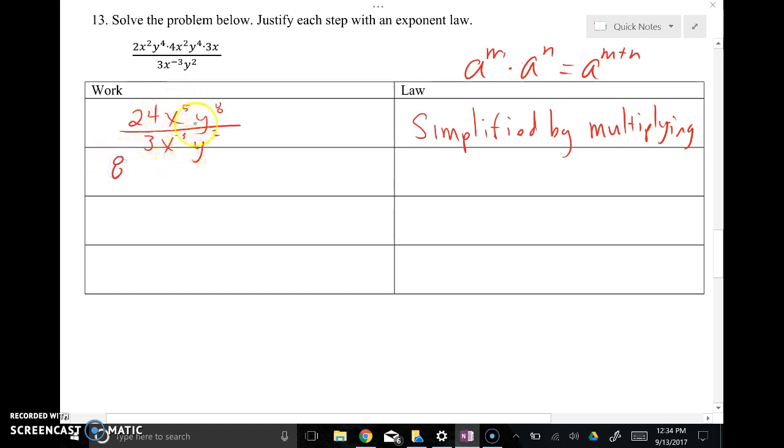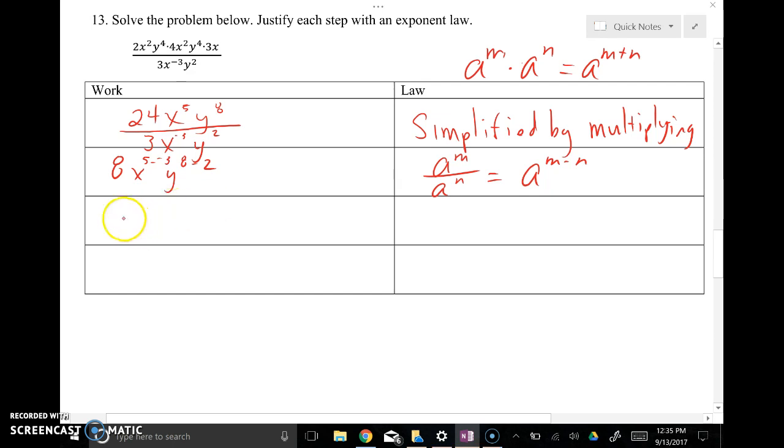But now when I divide, I subtract exponents. So this would be x to the 5 minus a negative 3, and this would be y to the 8 minus 2. And again, that's going to help me out simplifying-wise, because I'm going to end up with no more fractions. What that would look like, I used a to the m divided by a to the n means a to the m minus n. When I divide like bases, I subtract the exponents.